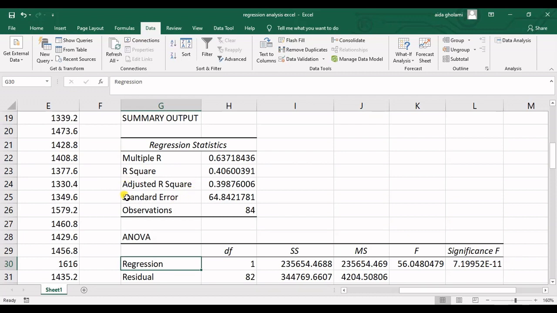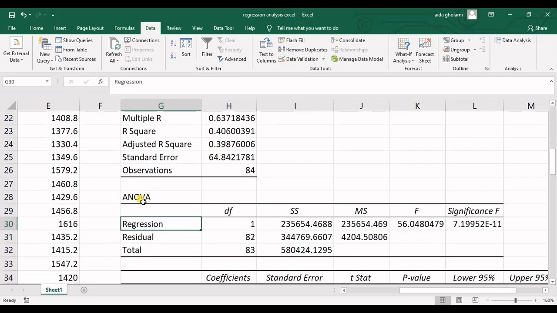Okay, so in the best case, it's equal to R squared, but it's always smaller than R squared. So this one adjusts itself based on independent variables. If the quality of independent variables for predicting the dependent one is good, it goes up, and if the quality is bad, it goes down.